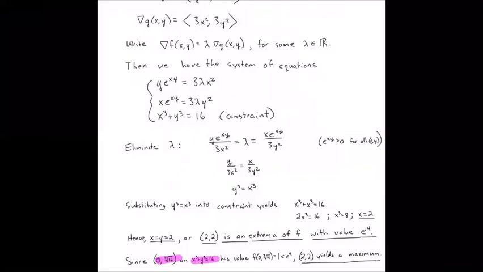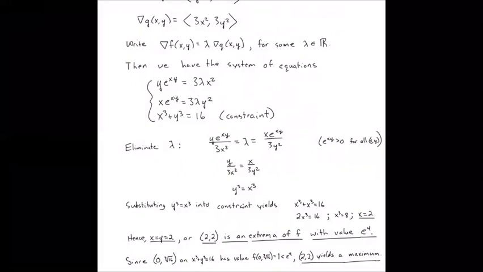So it's a point on the curve. So we plug it into f, we realize that we get 1. We have e to the 0, which is 1, which is less than e to the 4th. So it turns out that 2 comma 2 yields a maximum on the constraint curve G. So that's the way to determine whether or not it's a minimum or a maximum.